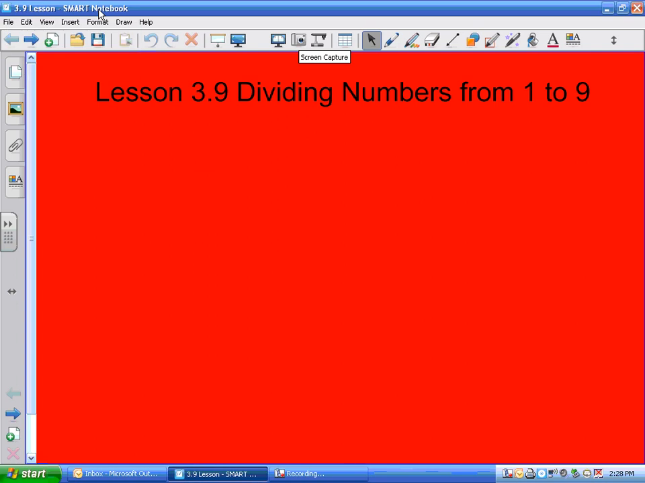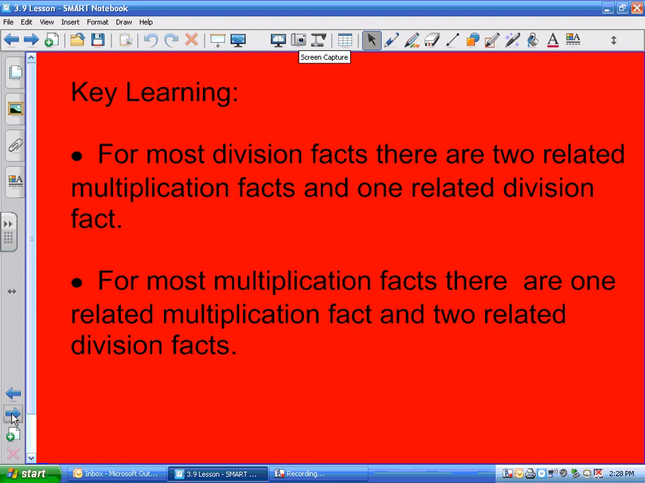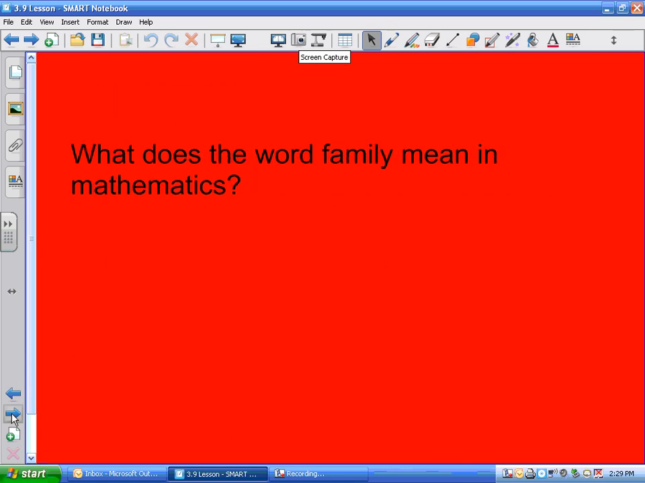All right. This is dividing numbers from 1 to 9. The key things we want you to learn are, number one, for most division facts, there are 2 related multiplication facts and 1 related division fact. And we called this a family last time. So this is going to be a review for some of you if you understood the family stuff. And of course, for multiplication facts, there's 1 related multiplication fact and 2 division facts. And we'll talk about this as we go through.